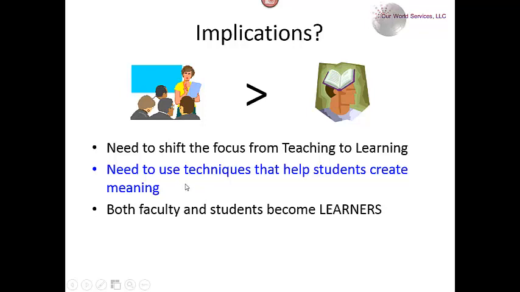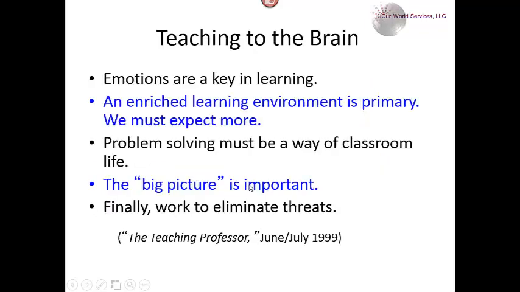Implications. We need to use techniques that help students create meaning. And as I said earlier, both the students and faculty are learners. Then we need to teach to the brain. Emotions are a key to learning. An enriched learning environment is a primary thing. We have to expect more from ourselves and our students. Problem solving must be a way of classroom life. The big picture is important, and we need to eliminate threats.